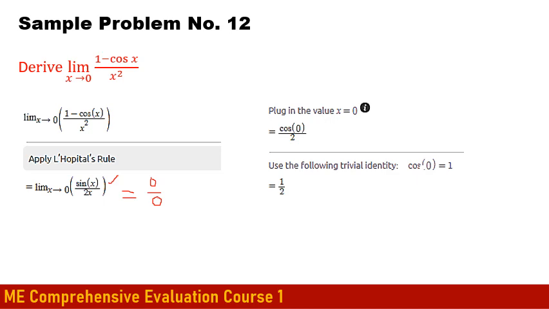So for sine x, the derivative is cosine. And for 2x, the derivative is 2. And then by this, we can already substitute the value of 0 to x to obtain a value that is already determinate. So that is equals to 1/2. So that's one advantage also of the L'Hospital's rule, because you can differentiate as many times as you can, as long as you are confident that you will obtain a value that is determinate.